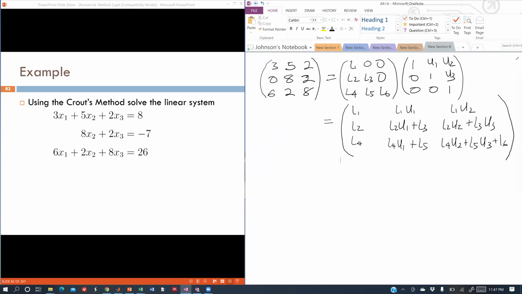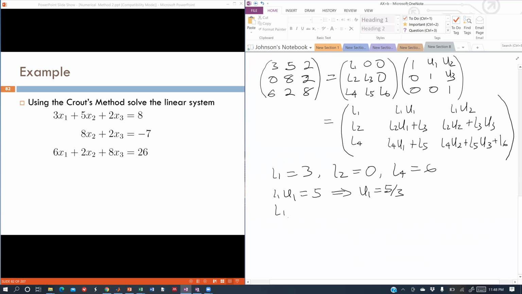So now we equate or assign corresponding entries, and then we say that L1 is equal to 3, L2 is equal to 0, and then L4 is also gotten for free. We get L4 for free, and it's equal to 6. Then we come to the second entry on row 1 and equate it to 5. So we have L1 U1 is equal to 5, but we know L1 to be 3. So that implies that U1 is equal to 5 on 3.